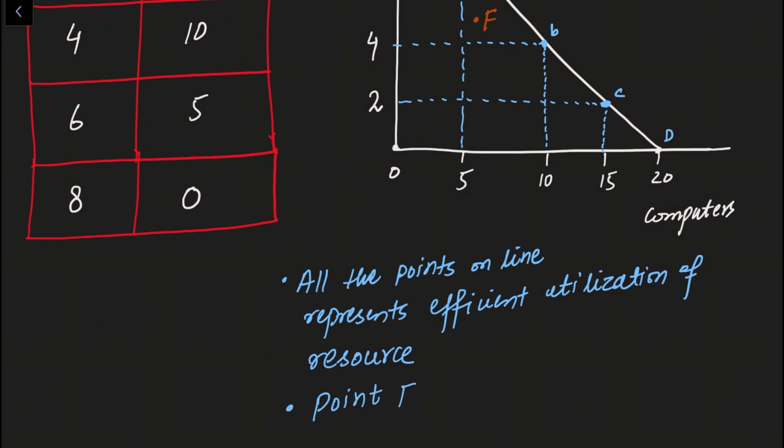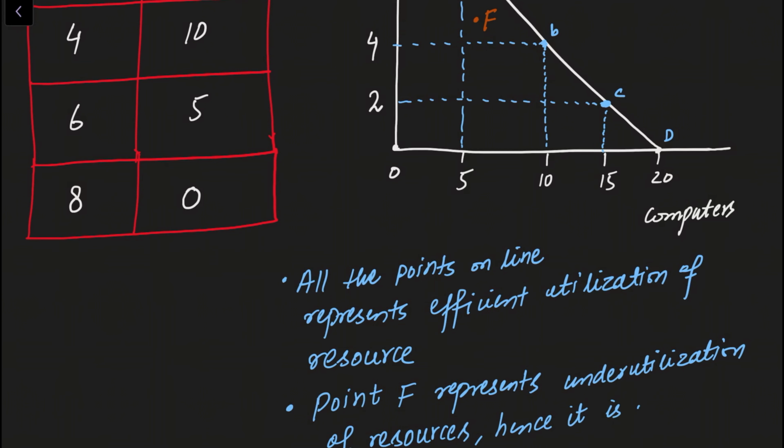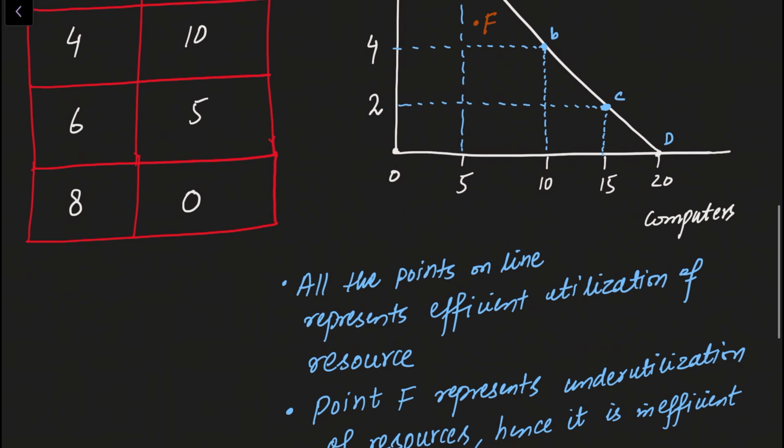Let's suppose point F in this case. Point F in this case is inefficient, which means that the economy is not fully utilizing all of its resources. Economy may have more resources than it is utilizing. Let's suppose you have $100 and you're spending only $80 on buying pizza and burger. That means you still have 20 extra dollars that you're not spending. In the same way, we talk about economy's resources, land, labor, capital, and all of these resources are not fully utilized. That means that the economy is operating at an inefficient level. Therefore, point F is inefficient.